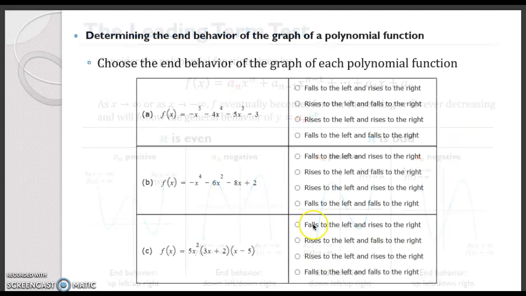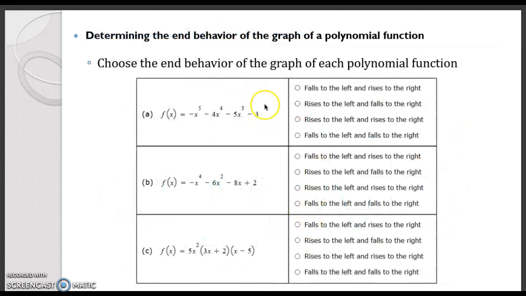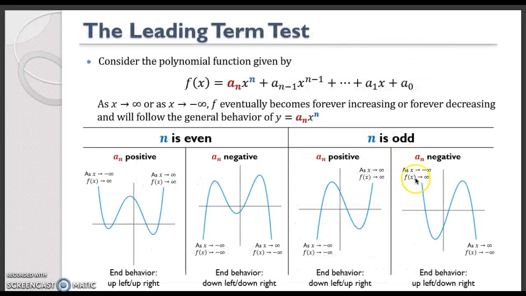Now let's go ahead and look at these problems. Choose the end behavior of the graph of each polynomial. So this is negative x to the fifth minus 4x to the fourth minus 5x cubed minus 3. The leading term is negative x to the fifth. So we have an odd degree, and our leading coefficient, the number in front of our highest degree x value, is negative. So we're going to have end behavior up left, down right.